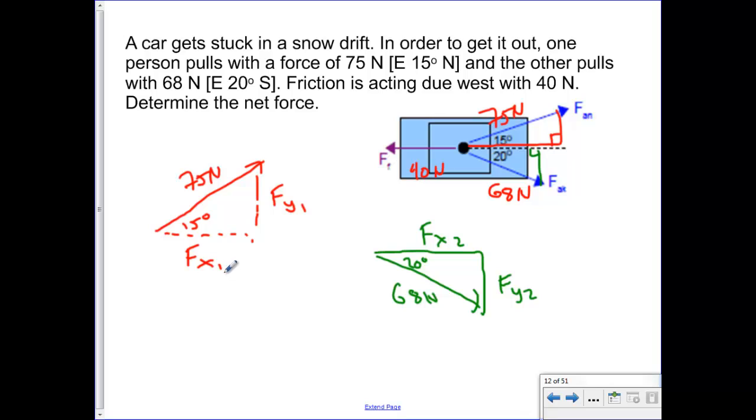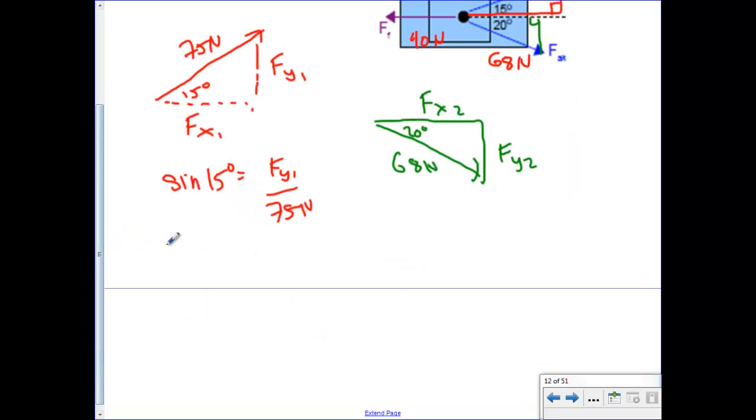So let's find the y and x components of these two guys' forces. How would you find this guy right here, Fy1? Sine. Yeah. Sine of 15 degrees would be the opposite over the hypotenuse. So 75 times sine of 15 would be the Fy1.